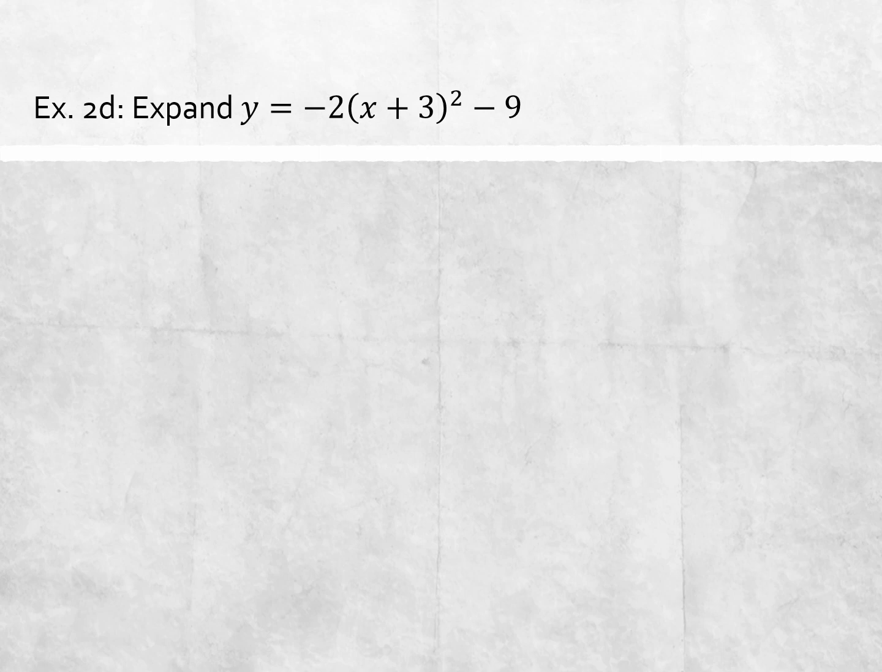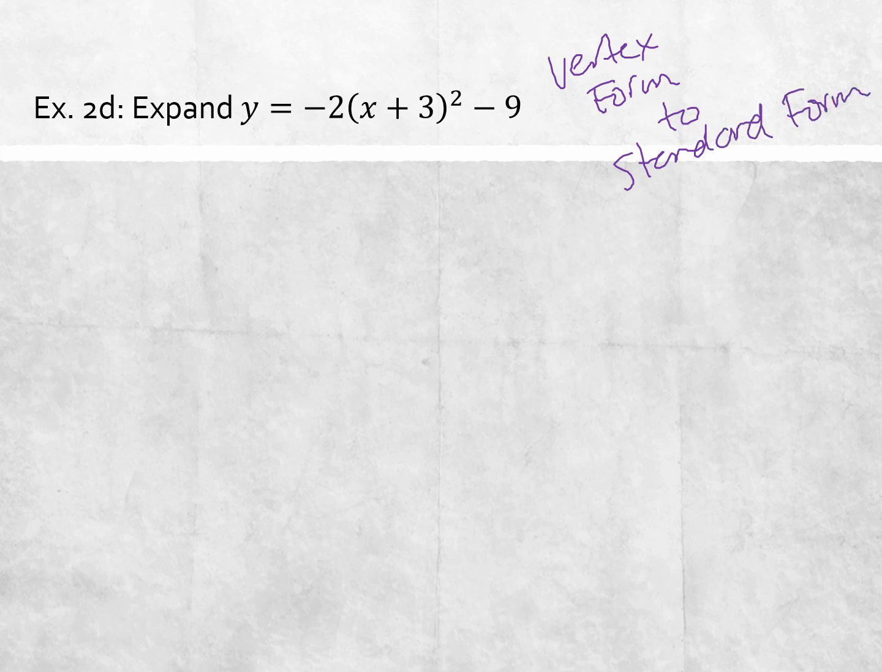This is full-on vertex form. This is basically we have built towards vertex form to standard form. So this has everything from last unit. We've got our a value, -2, it's not 1. It's got our vertex, -3 and -9. We're going to have to do some steps to convert that, or to expand that, into standard form. The first thing, again, we are not going to multiply that -2. We want to stay out of the way of the math. So we're going to save that -2.